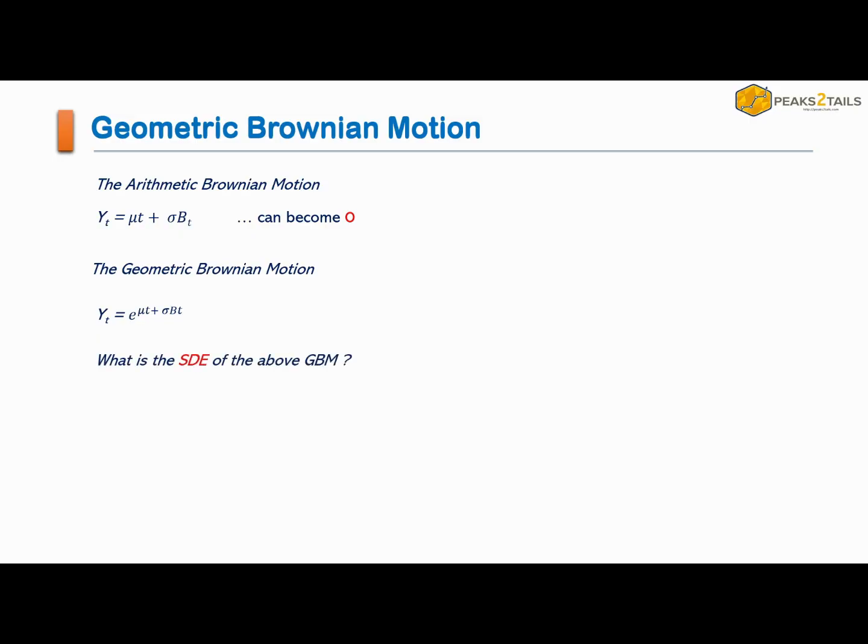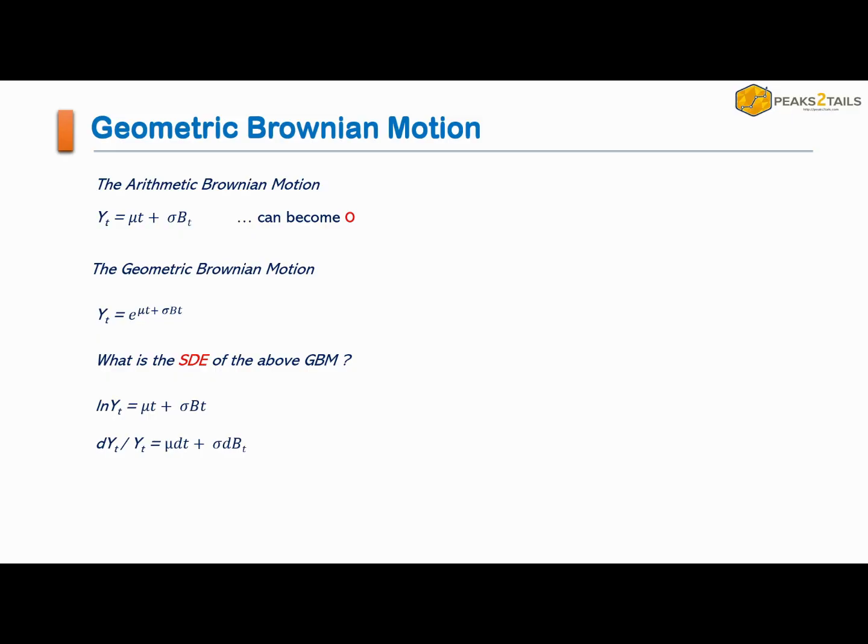What is the SDE, or stochastic differential equation, of the GBM? Now, ordinarily you would expect, since we have e to the power something on the right hand side, we'll take log and differentiate. So we would expect log Y is equal to mu t plus sigma Bt, and then if we differentiate both sides, we'll get dY by Y is equal to mu dt plus sigma dBt. Right? That is from the ordinary rules of calculus.